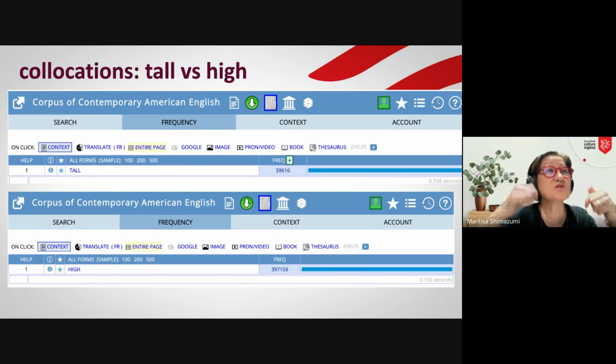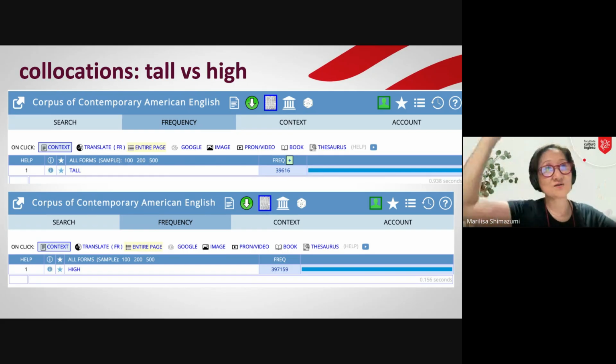And high, it's 397, almost 400,000 occurrences. So we can see from here which adjective people use more often when they want to talk about height of things, of people.